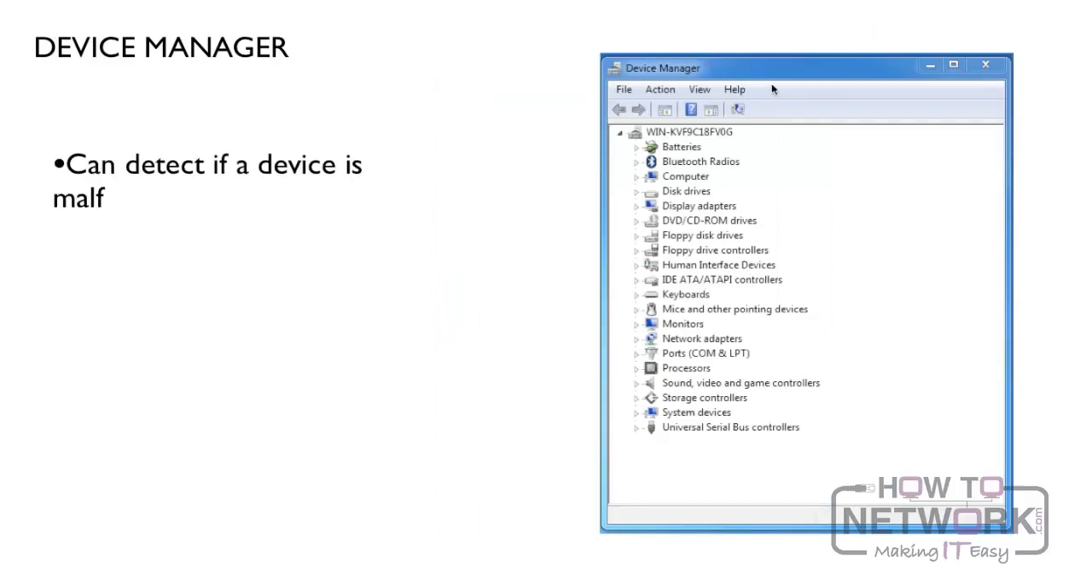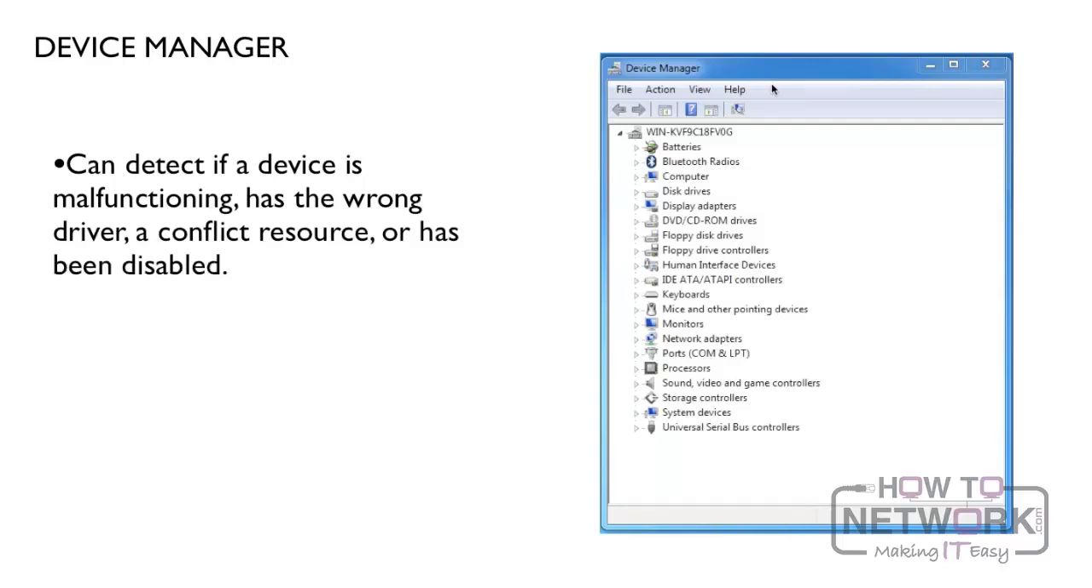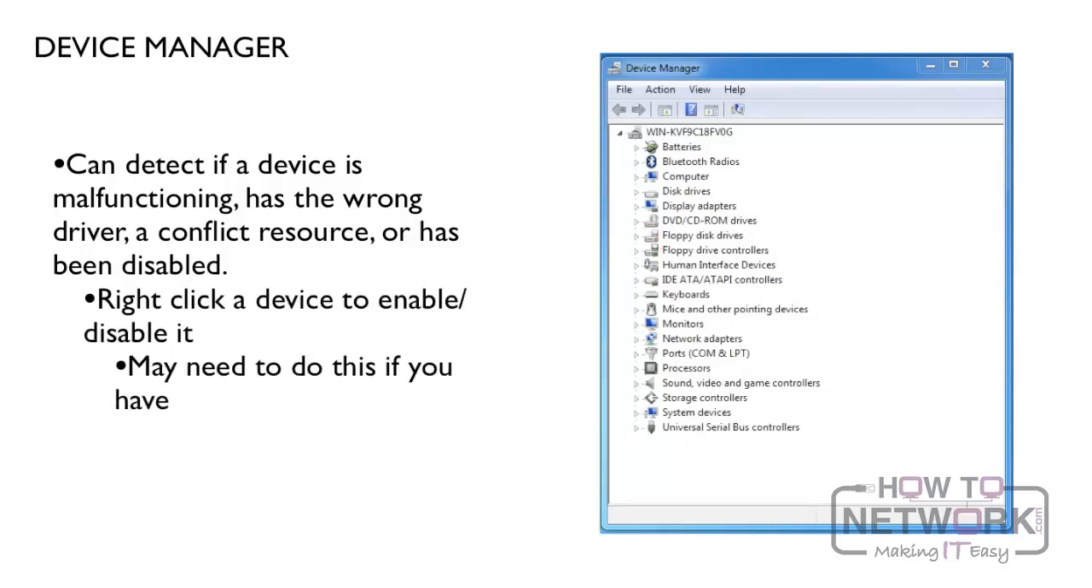So next is the Device Manager. It can detect if a device is malfunctioning, has the wrong driver, a conflict resource, or even if it's been disabled, in which case there will be an X through it, much like this. If you right-click on a device, you can enable and disable it, as we've seen. And you may need to do this if you have more than one of the same device in the system. In other words, if I have two graphics cards, one that is much more advanced, the other that is integrated, I'm probably going to want to go with the built-in graphics card.